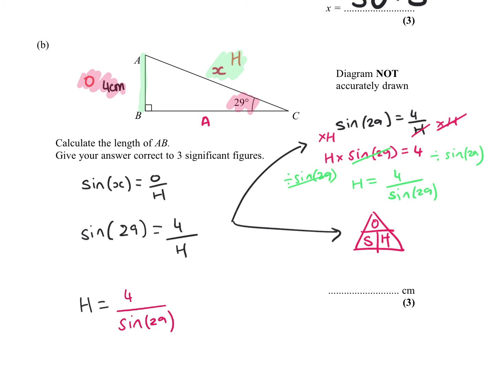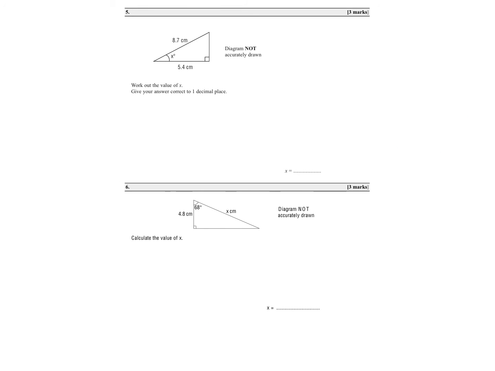4 divided by sine of 29 is going to give me 8.2506... Three significant figures. The first one is units, second one is 1 decimal place, third one is 2 decimal places. So that means for this question I round to 2 decimal places, which is 8.25. Well done. So if you want to do some more practice, you can here.